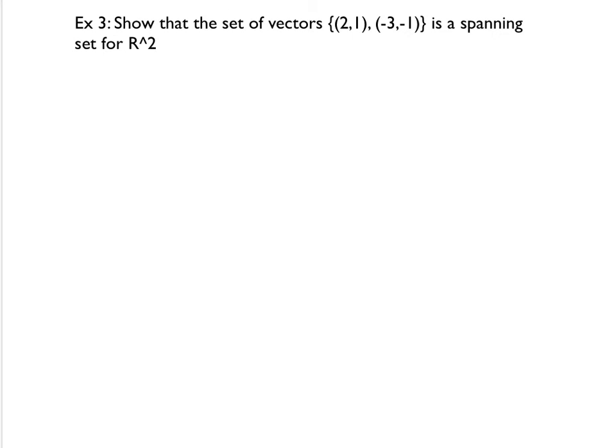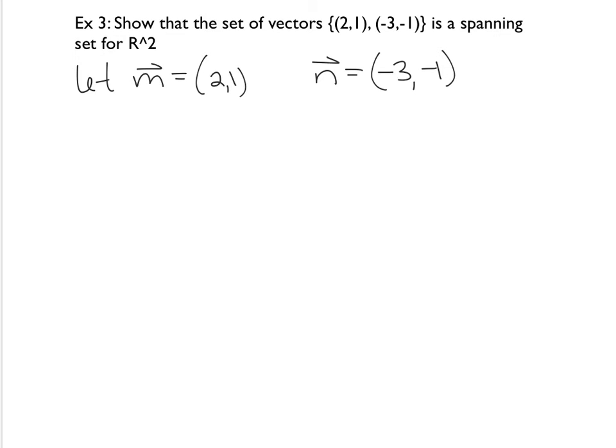Okay, so now we want to show that the set of vectors (2, 1) and (-3, -1) is a spanning set for R2. Just looking at them, they look okay. They don't seem collinear, and there's no (0, 0), so I feel like this can work. So now let's just set it up the same way we've been setting it up. Let m be (2, 1), and n is (-3, -1).